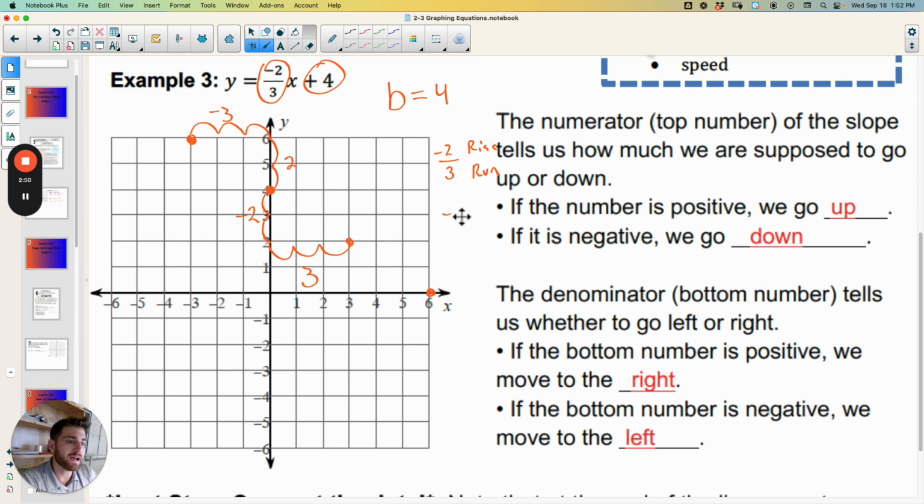Notice it doesn't matter if it's negative 2 over 3 or 2 over negative 3. That's the same value. One of them's negative. The top or the bottom one, you can flip those and change the sign, but you've got to change the sign of both. So it wouldn't be okay to say negative 2 over negative 3. Just one of them would have to be negative. And once you're done doing that, you would need to connect your dots to form a line. And then draw an arrow at the end, because the arrow means that it just keeps going forever and ever.